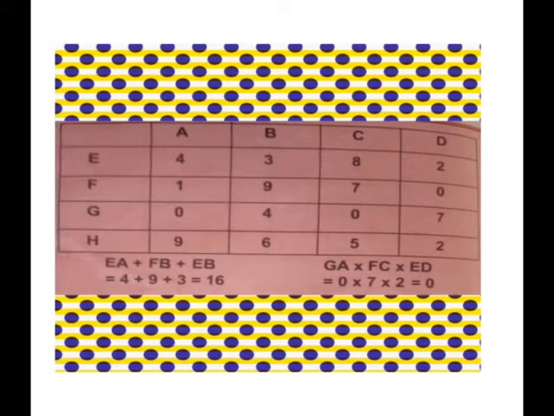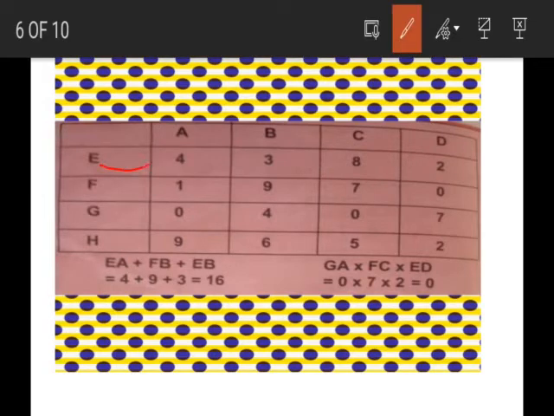Here we are given some numbers in columns and in rows. EA plus FB plus EB. In fact, it's so simple. EA stands for what? 4. EA stands for 4. FB stands for 9. And what's the next? EB, look at it, stands for 3. As simple as that. So you add them up.